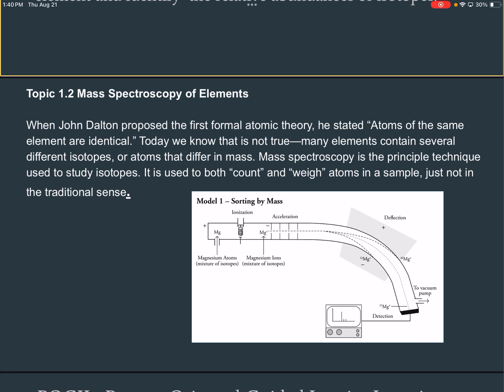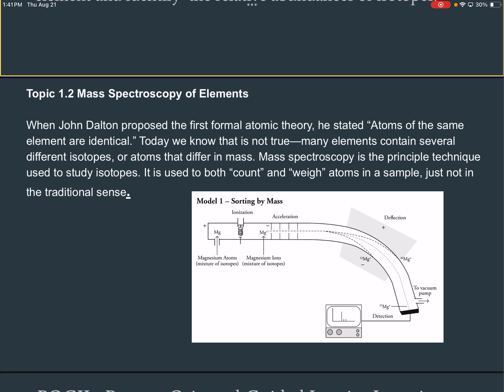You have Model 1, as you can see. Can you read the picture? Ionization, magnesium atoms, mixture of isotopes, magnesium ions, mixture of isotopes, acceleration, deflection, plus, negative, the vacuum pump. Can you read the picture? The text.